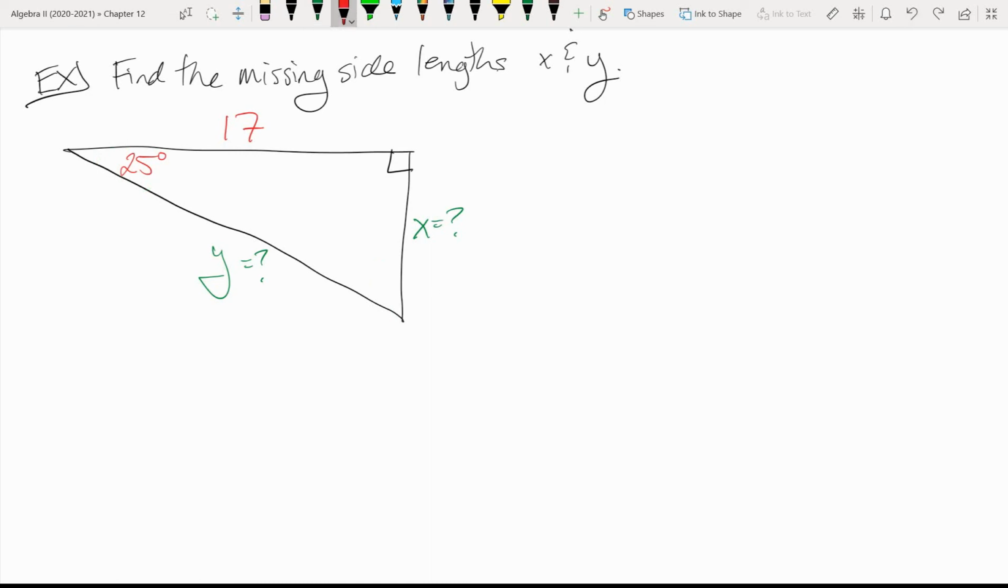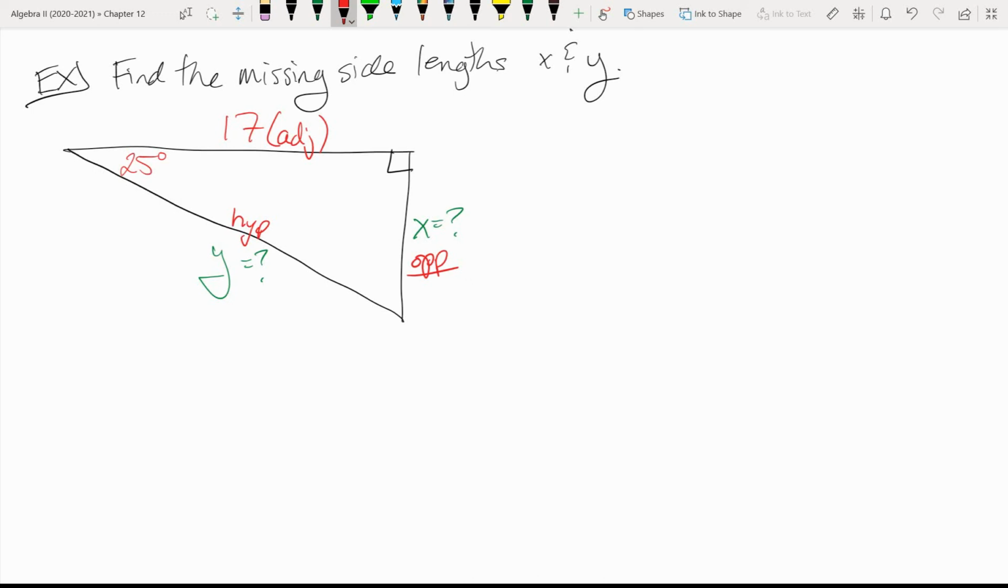First of all, I'm going to figure out what's my opposite and adjacent and all that stuff. So if you look from the standpoint of 25 degrees, this side over here is the opposite side. So x is going to be my opposite side. That means 17 is my adjacent side. And of course, my hypotenuse is the long side over there, y. So let's go ahead and try to find the opposite side first.